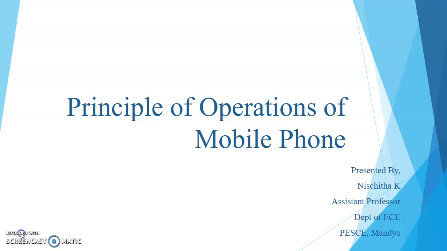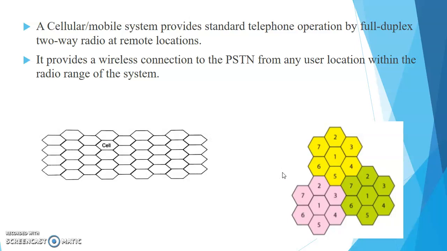Before studying these, the first thing is the cellular system. We could call it a cellular system, or the mobile system, or a network. This cellular system is nothing but a communication network where the last link is wireless. Here we are going to use wireless connections.